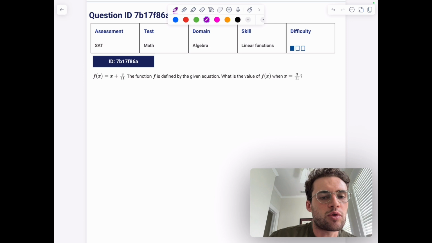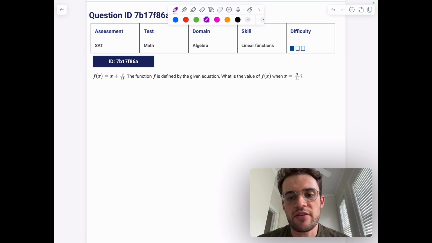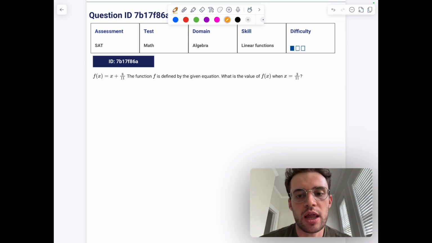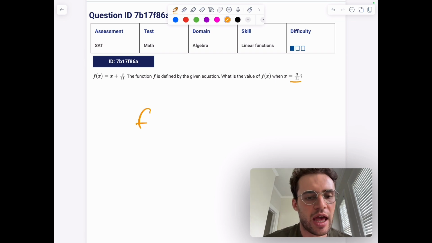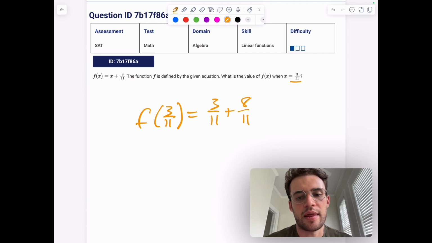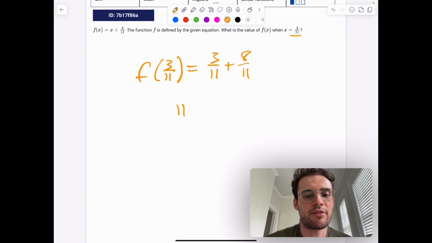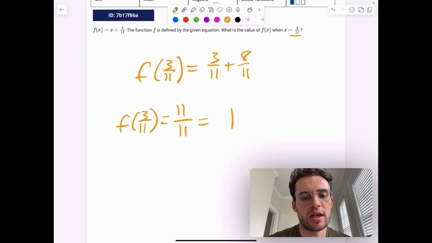f of x equals (x plus 8) over 11. The function f is defined by the given equation. What is the value of f of x when x equals 3 over 11? So we're just putting that in for x. f of 3/11 is equal to 3/11 plus 8/11. And they already have a common denominator, so you can just combine the numerators. 3 plus 8 gives us 11 over 11, which is equal to 1. So f of 3/11 is equal to 1.